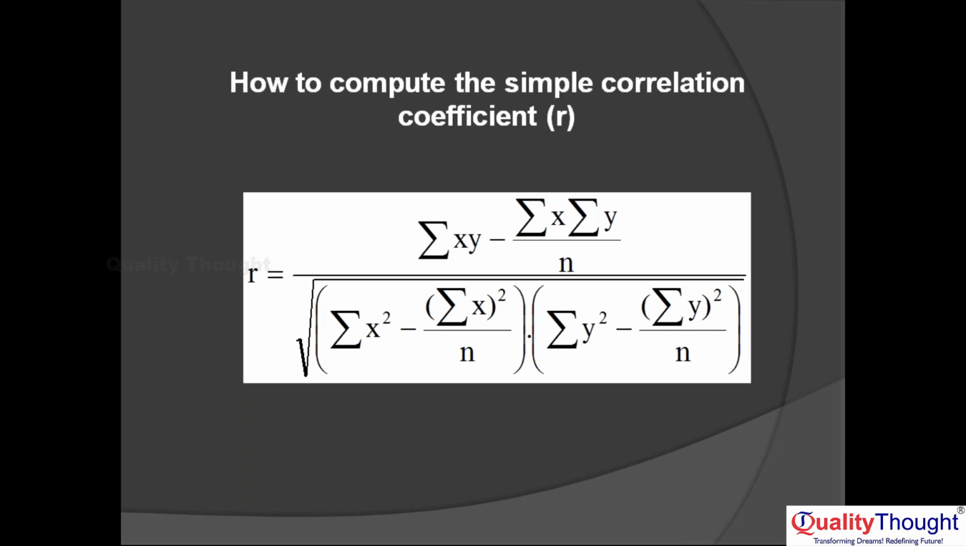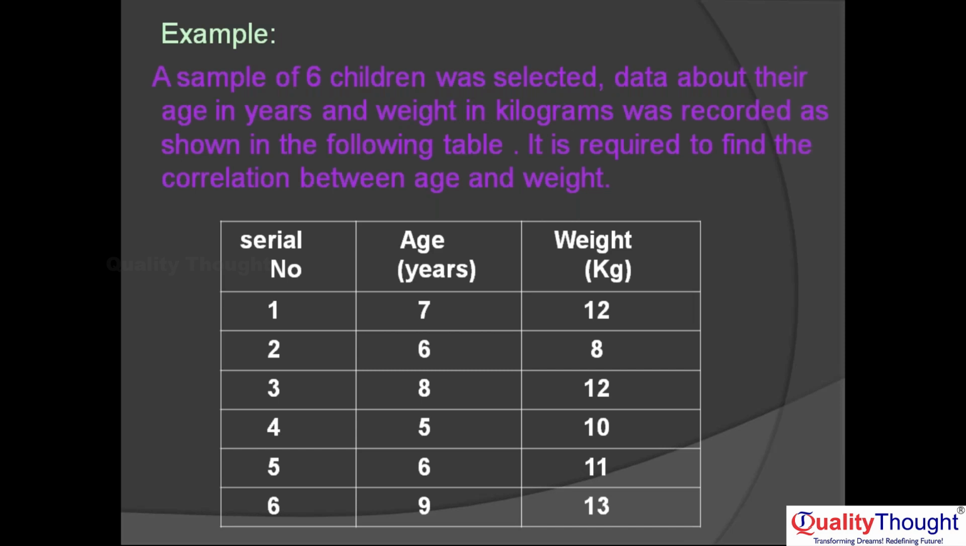How do we compute the simple correlation? It is very much a mathematical formula. Sigma xy minus sigma x into sigma y divided by n, over the square root of sigma x square minus sigma x whole square divided by n, into sigma y square minus sigma y whole square divided by n. So here, let us take an example. A sample of 6 children was selected.